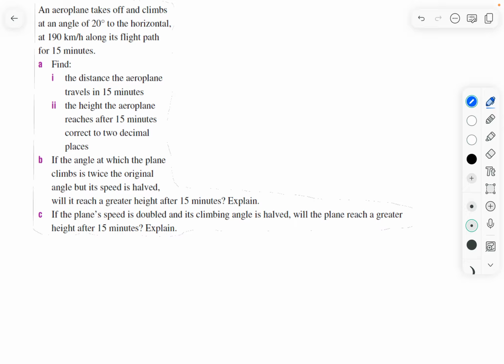An aeroplane takes off and climbs at an angle of 20 degrees to the horizontal at 190 km per hour along its flight path for 15 minutes. Find: 1. The distance the aeroplane traveled in 15 minutes. 2. The height the aeroplane reached after 15 minutes, correct to 2 decimal places.